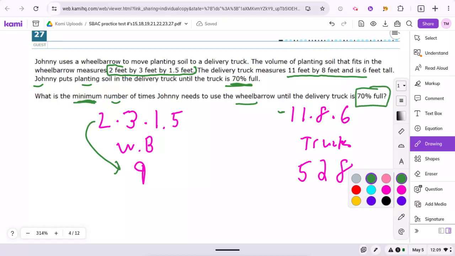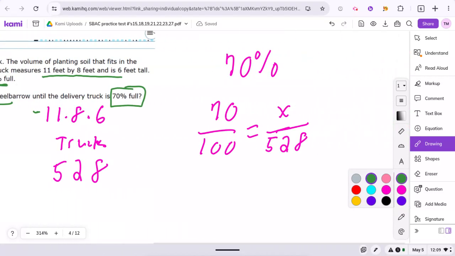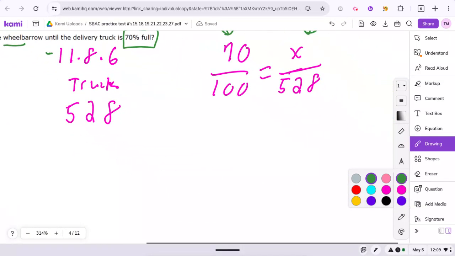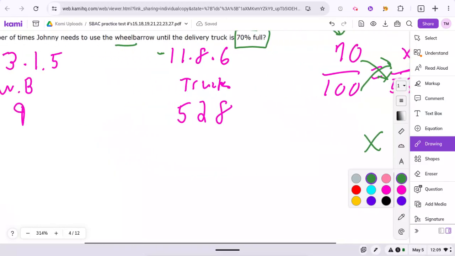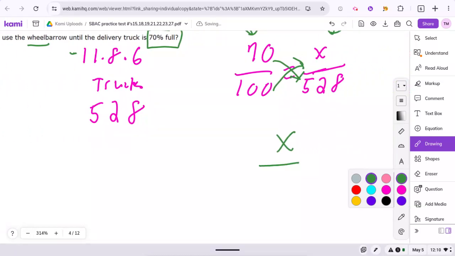So first thing I want to do now is see what 70% full would be. So I put that over here. So I'm trying to get to 70%. So I put 70 over 100. How much of that 528 would that be? Then from there, you're going to need to divide this answer after you cross multiply and divide to solve for x. You will need to divide that x by 9, because each one of the wheelbarrow trips would take up 9. So get that answer and divide by 9.